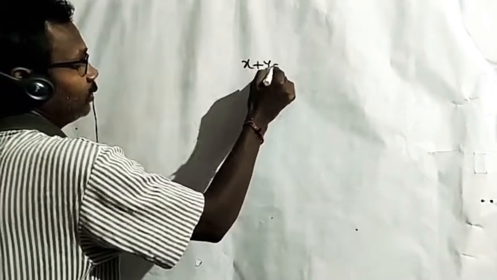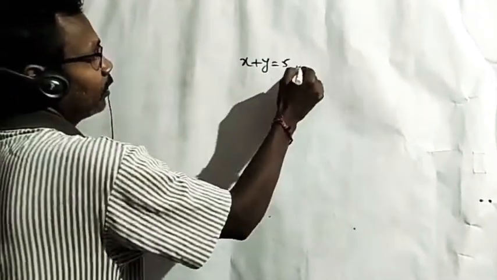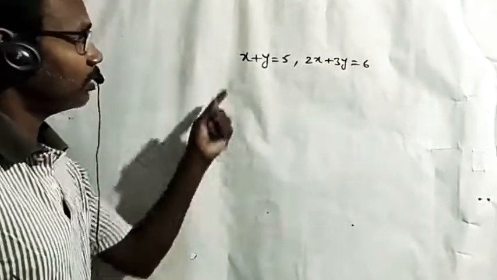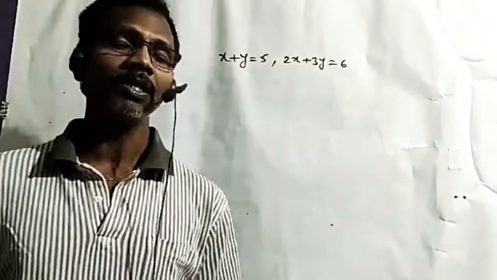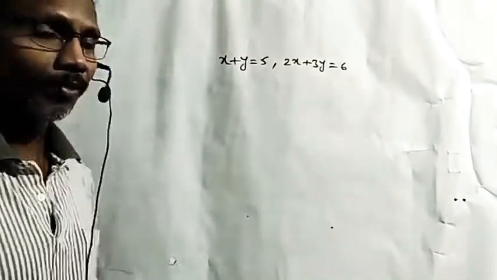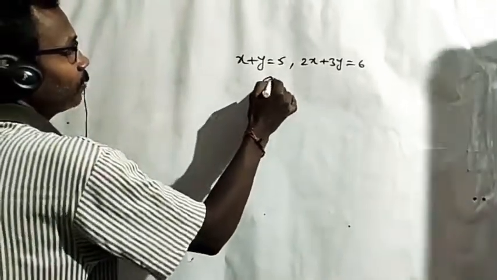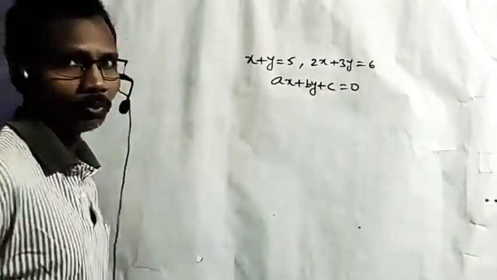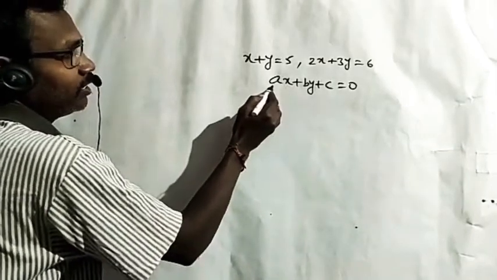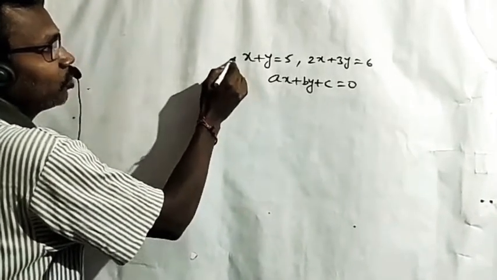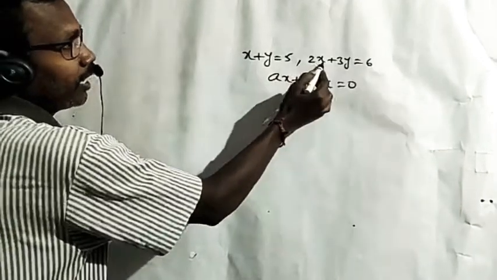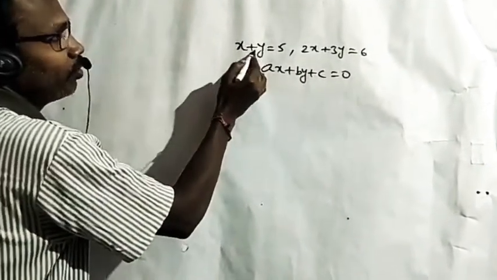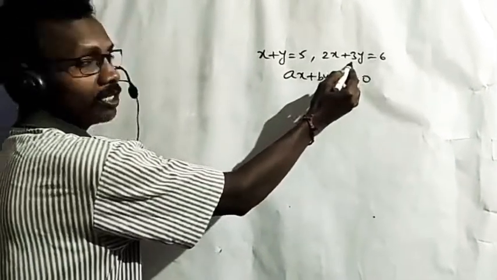x plus y is equal to 5. 2x plus 3y is equal to 6. These are a few examples of linear equation in two variables. When we compare with the standard form, ax plus by plus c is equal to 0, the x coefficient is a. In this the x coefficient is 1, in this the x coefficient is 2. Now the y coefficient is b. Here the y coefficient is 1, here the y coefficient is 3.